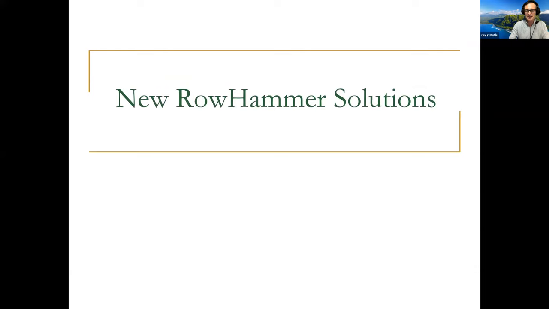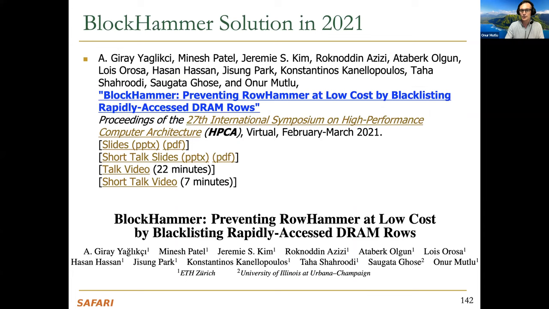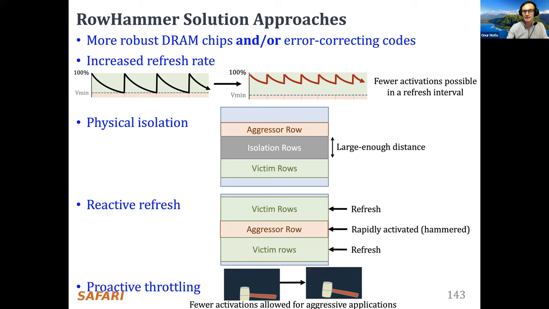Now, let me jump to the RowHammer solution space a little bit. And I will talk about one solution, but I will cover the solution space also. And this is, I think, a comprehensive overview of the solution approaches that we have seen so far. The first one, I think, is not easy and not efficient, let's say. So I'm going to ignore that. Increasing the refresh rate is also not efficient. I'm going to ignore that also.